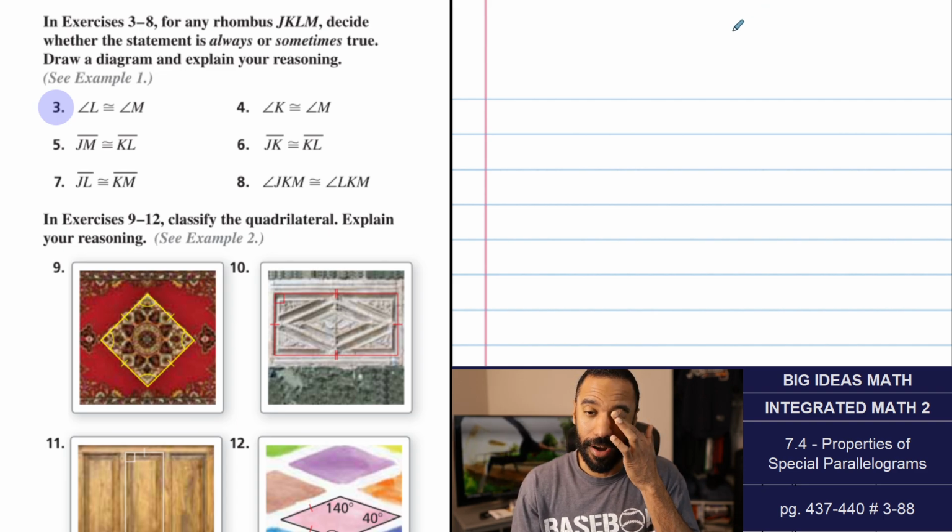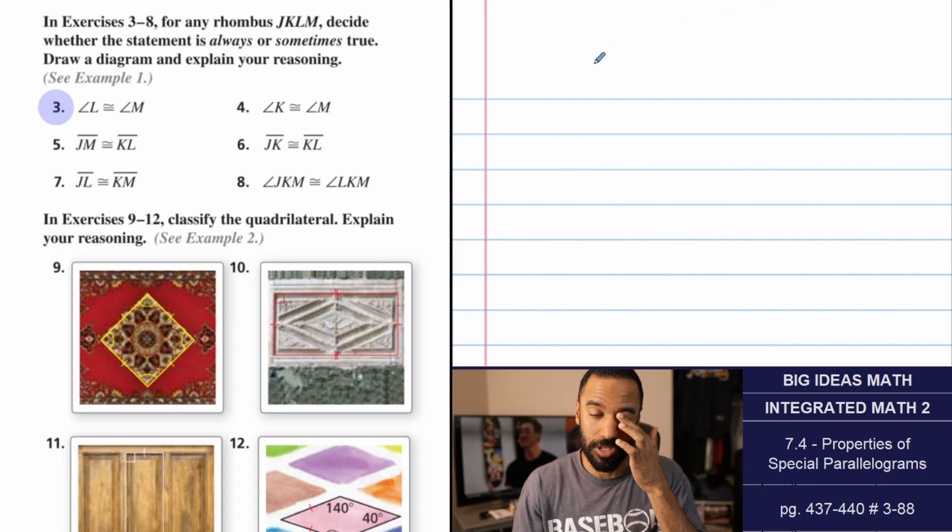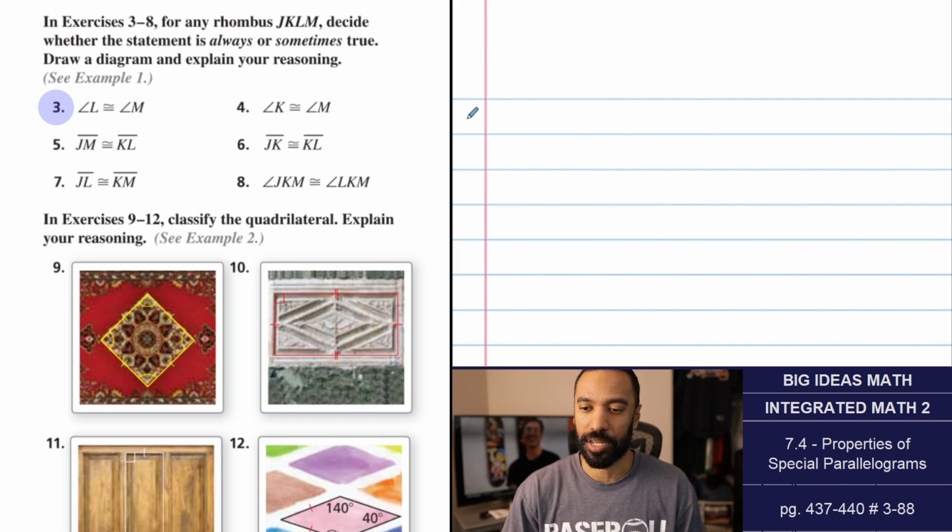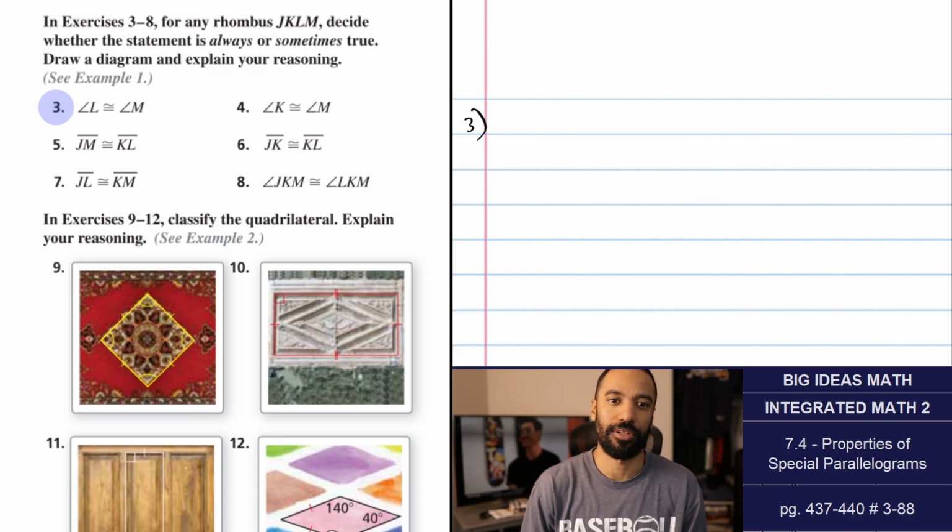In the set of 3 through 8, for any rhombus JKLM, decide whether the statement is always, sometimes, or never true. Draw a diagram and explain your reasoning. So, number 3: angle L congruent to angle M.